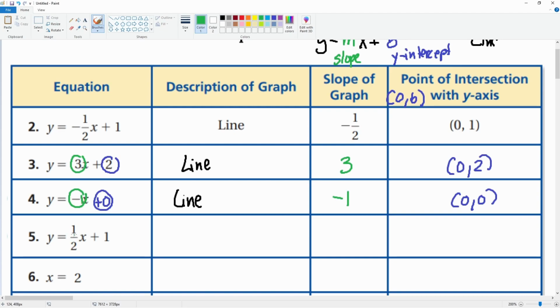Next, y equals 1/2 x plus 1. The 1/2 in front, it is the slope. And then the plus 1 here, it is the y-intercept, so that is (0, 1). This is also a line.